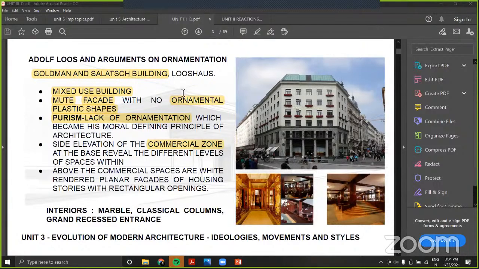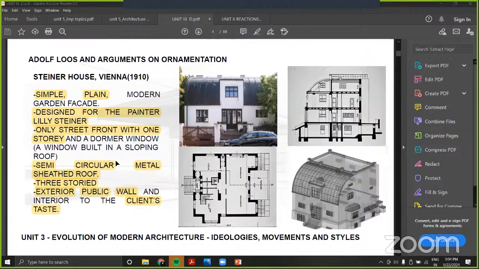At the side of the elevation, the commercial zone at the base has different levels of space within. He also wanted something like a street view. As you can see here, these are some of his residential plans. He wanted a simple and plain facade, and he designed this building with a semicircular metal sheet roof. This building has three stories: the ground floor, first floor and second floor.